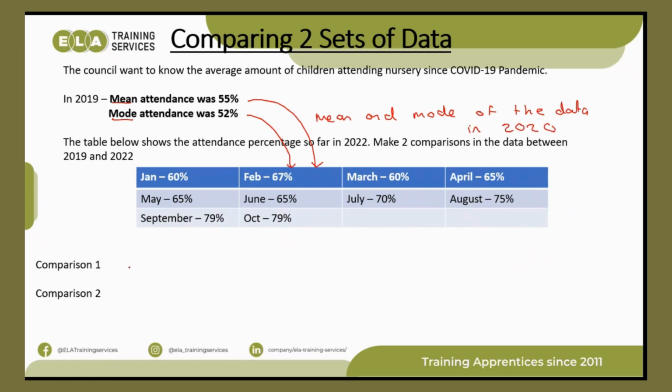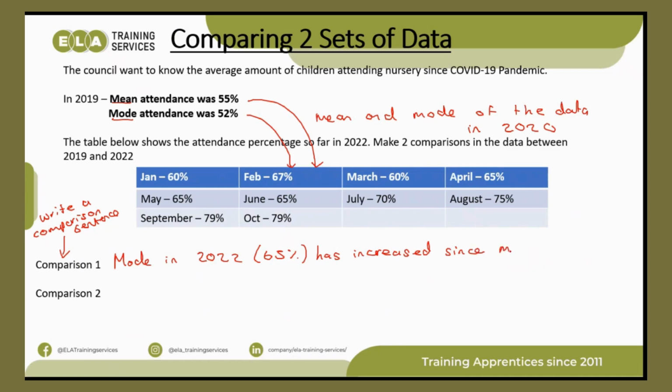So our mode is easy enough. It says comparison here, and this is where you have to write a comparison sentence. For example, our mode, we've got 65 that appears twice. So we're going to say our mode in 2022 of 65%. It's always good to use the actual figures. Is that more or less than 2019? 65 is larger than 52, so has increased since the mode in 2019 of 52%. Brilliant. So that's our first one.